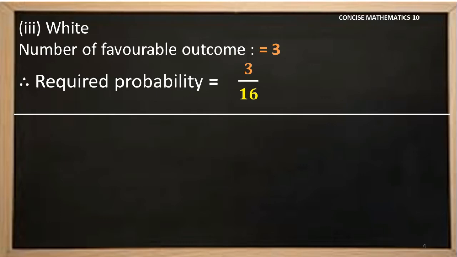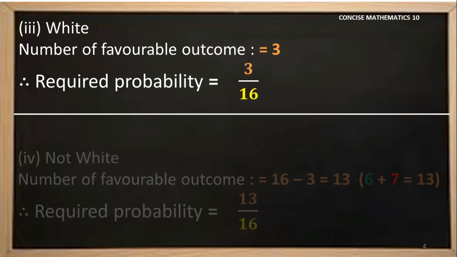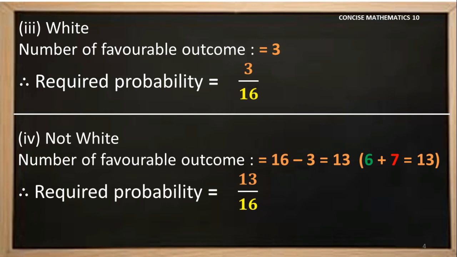Next, find the probability that the ball chosen is not white. In a similar way, not white means out of the total 16 balls, we can remove the number of white balls, that is 3 here. 16 minus 3 is equal to 13. These are the not white balls. Or in another way, the sum of green and red balls can be considered as the number of balls which are not white, and the probability will be 13 by 16.